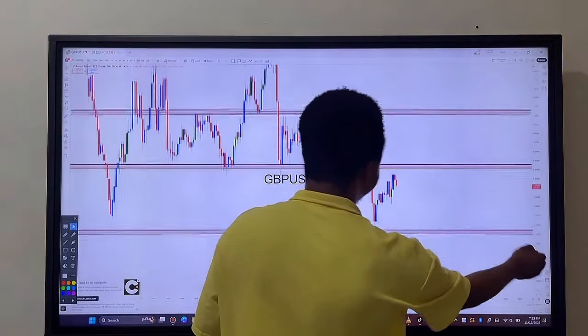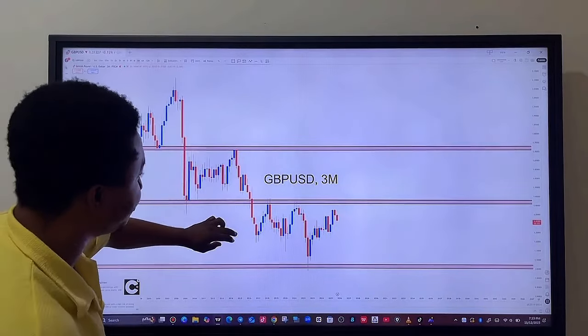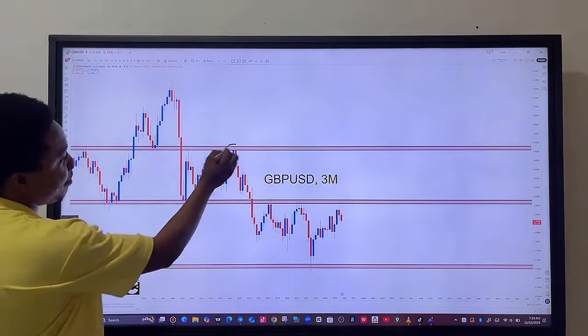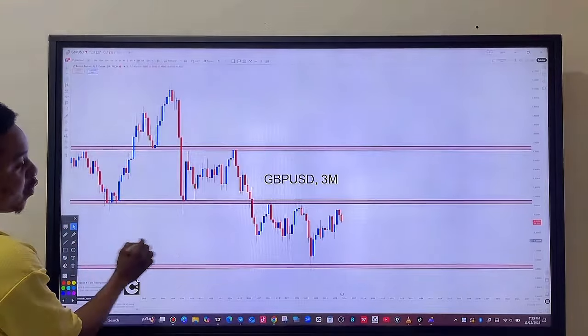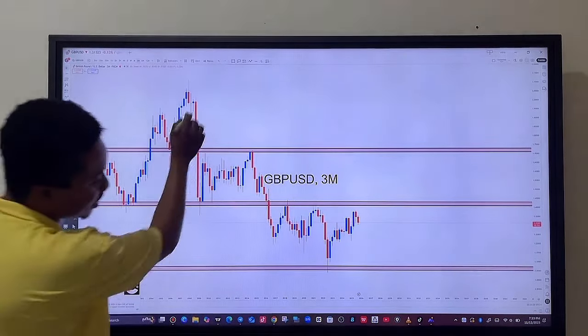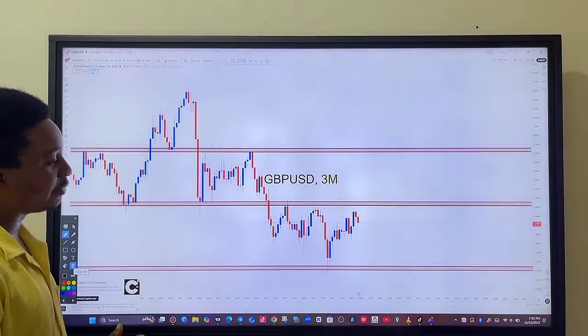Okay, so this is GBP USD on the 3 months time frame. Now the 3 months time frame, let's add meaning to it. We have the upper zone, the middle zone, and also the lower zone of the 3 months. Where is price going here on the 3 months time frame? If you look at the overall, okay, this is what? A downtrend overall. But there's something going on over here on the 3 months.